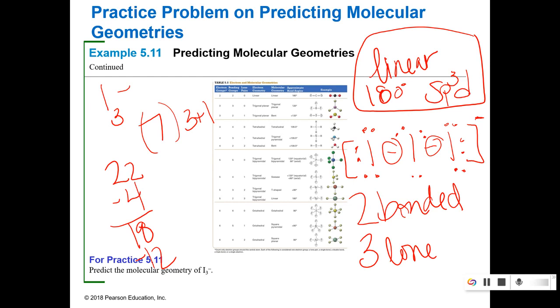groups. So you need to make sure you're careful with that, paying attention to, because there are 2 linears and there are 2 bents. You have to know which ones we're talking about.